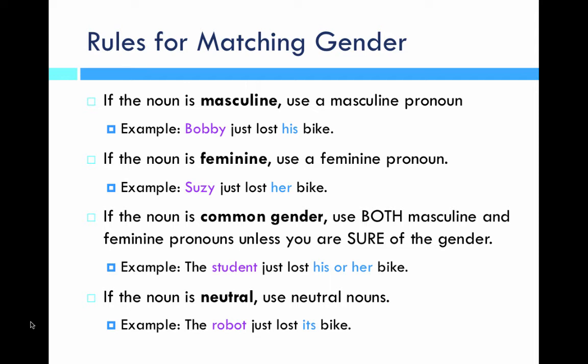If the noun is common gender, then you use both masculine and feminine pronouns unless you're sure of the gender. So the student just lost his or her bike. Because we don't know if the student is male or female, we have to use his or her. And finally, if the noun is neutral, you use a neutral pronoun. So the robot just lost its bike. The robot isn't a boy or a girl, it's gender neutral. So we use the gender neutral pronoun it.